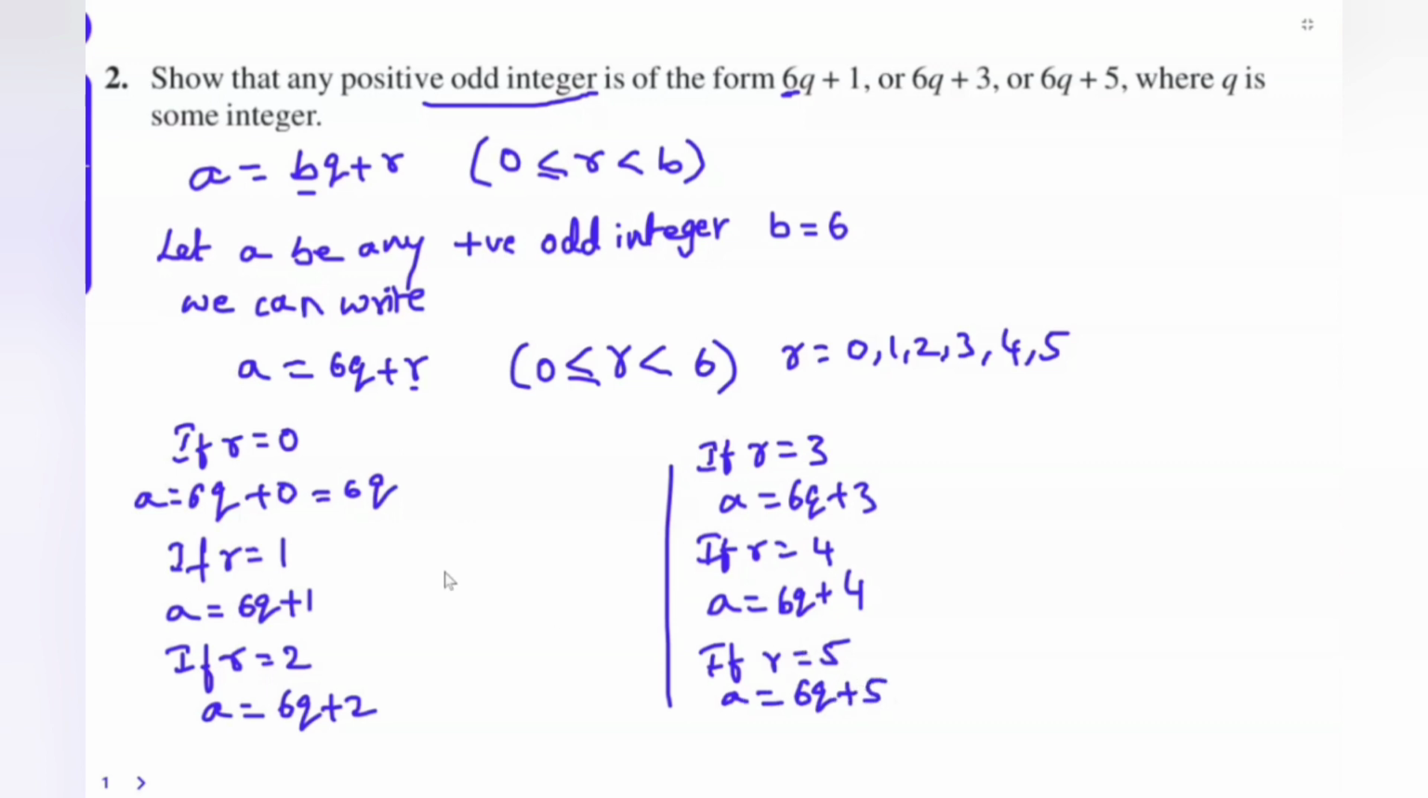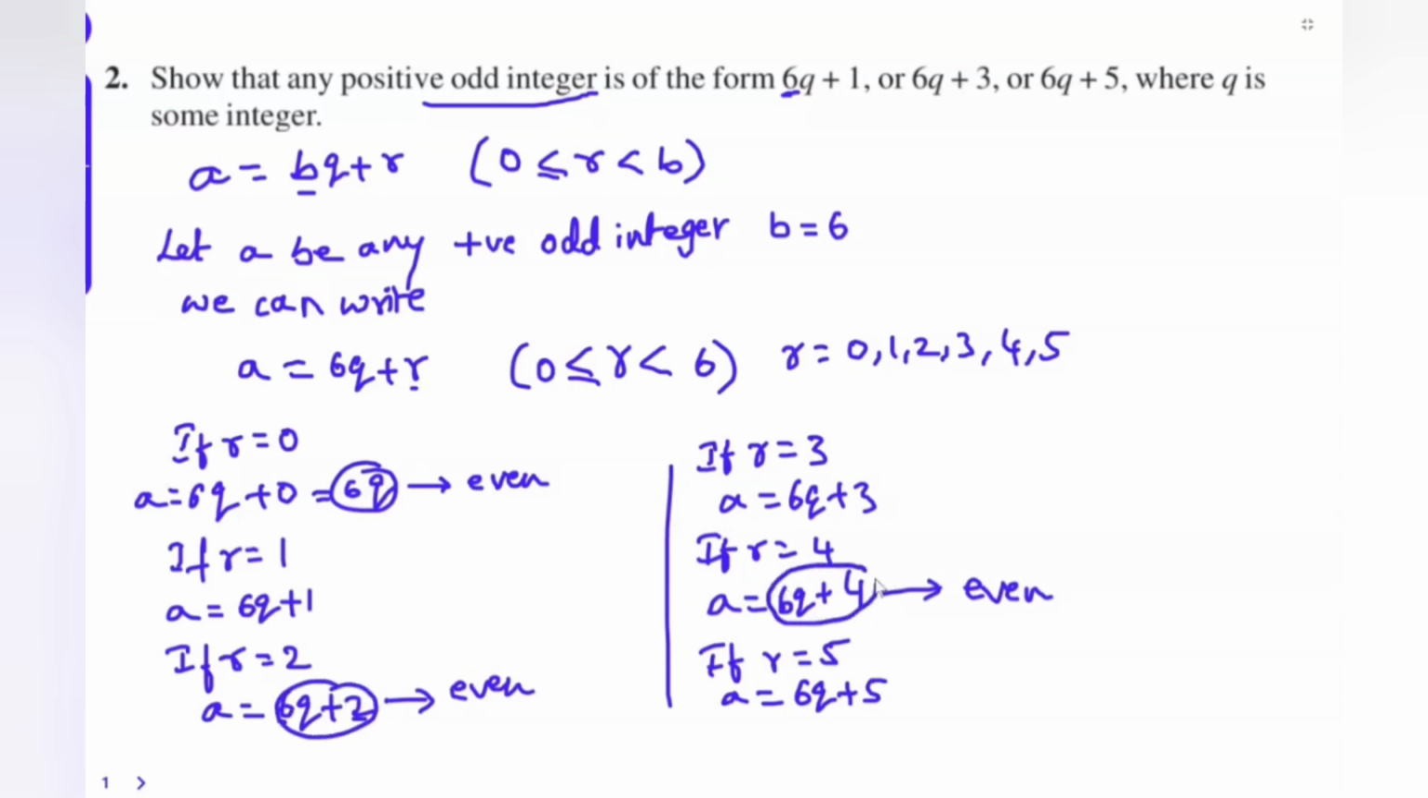Now, if you observe carefully, if a is equal to 6q, this is definitely an even number because it is divisible by 2 exactly. So we can call it an even number. Similarly, 6q plus 2 is also an even number because 6 is divisible by 2 and 2 is also divisible by 2, so the whole number is divisible by 2. So it is an even number. Similarly, a is equal to 6q plus 4 is also an even number for the same reason. So you have to understand that all the numbers can be either odd or even, and these are already even numbers.